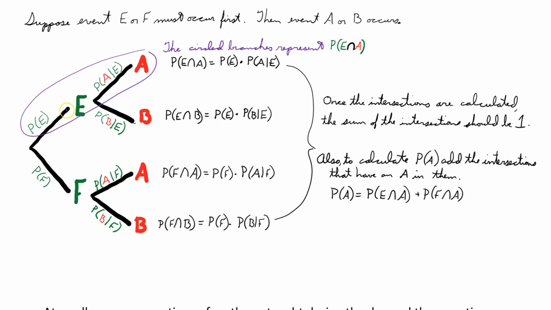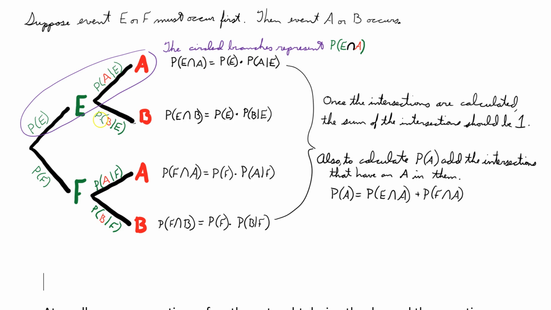If E occurs first, then from E there are two outcomes, either A or B. The probability that is listed on the branch up to A actually represents the conditional situation, the probability of A given E. When we multiply the probability of E with the probability of A given E, we have the result probability E intersect A. So when we multiply the two branches, we get the probability of E intersect A.